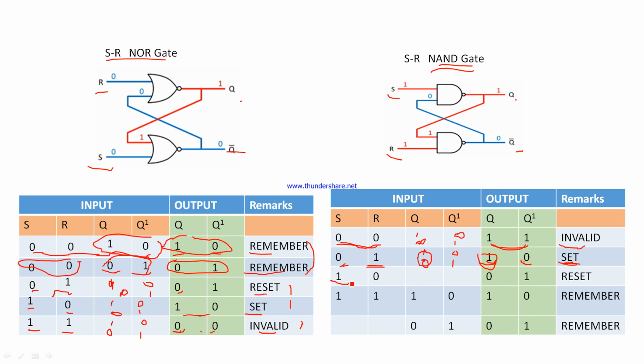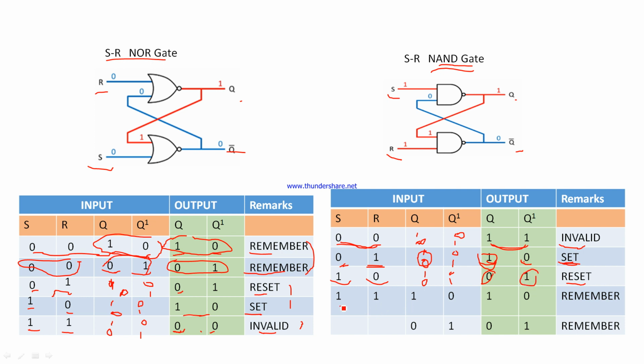Now another possibility, S is 1, R is 0. Again you will see that at one time you assume Q as 1, Q dash 0, and at the next possibility Q as 0 and Q dash as 1, you will get the output Q is always 0, and this we call the reset state. But when Q is 0, remember that Q dash will be 1.